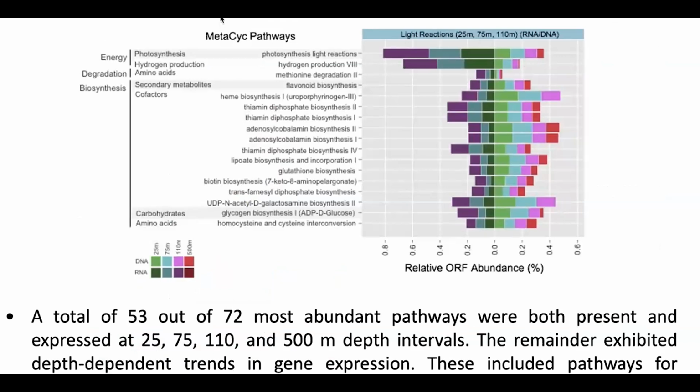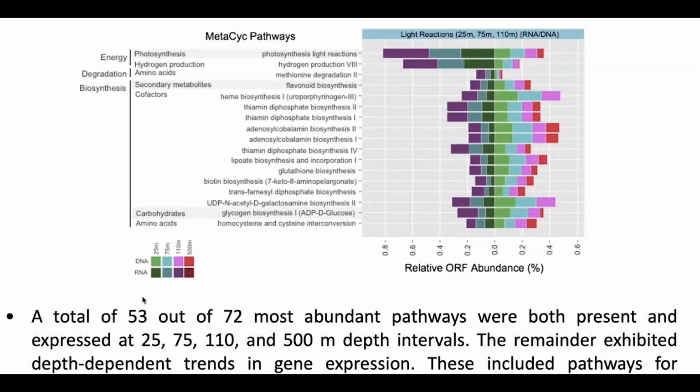If we just look at the light, these would be pathways now, not individual genes, but pathways that are active in the photic zone. So here we have DNA on the colors from green to red and RNA from green to red, but we've changed up the color spectrum there a little bit to more brick red. And we have the different depths, 25, 75, and so on, in a stacked histogram here. And we have the relative ORF abundance. You can see that the right-hand side is the DNA and the left-hand side is the RNA. What you can see is that these light pathways are present at most of the depths, all the way down to 500 meters, but they're only expressed on the left-hand side in those depths that receive sunlight.